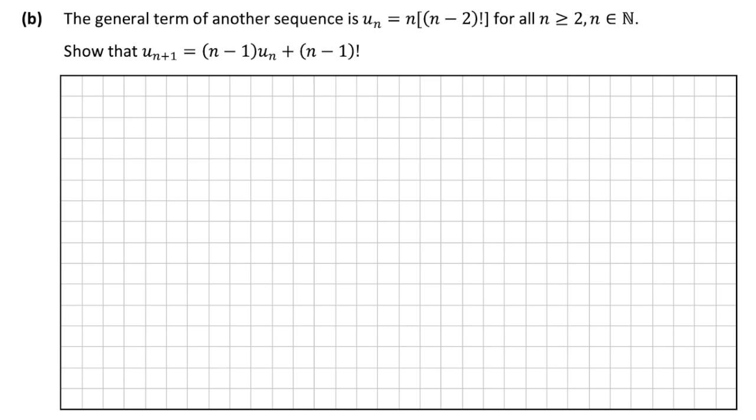Right, the first thing I'm going to do is I'm going to find out what u of n plus 1 is if I use this formula and I replace all the n's with n plus 1. So I'm going to do that first. So u of n plus 1 is going to be equal to, and I'm going to fill in, instead of n, I'm going to fill in n plus 1. Then I'm going to have square bracket, and then instead of n, I'm going to replace it with n plus 1.